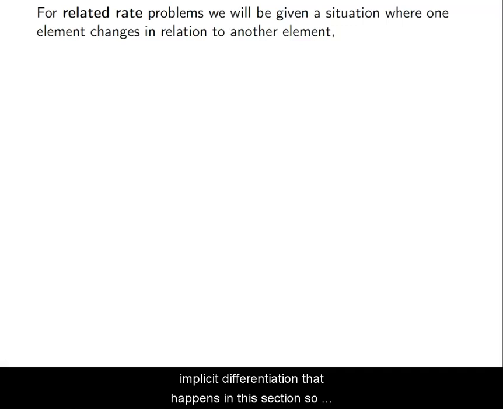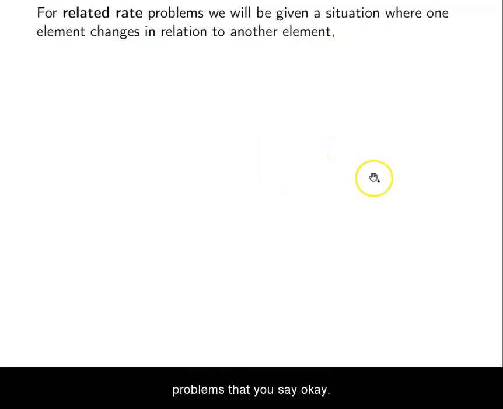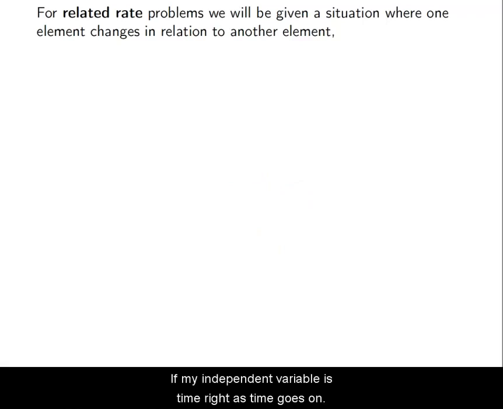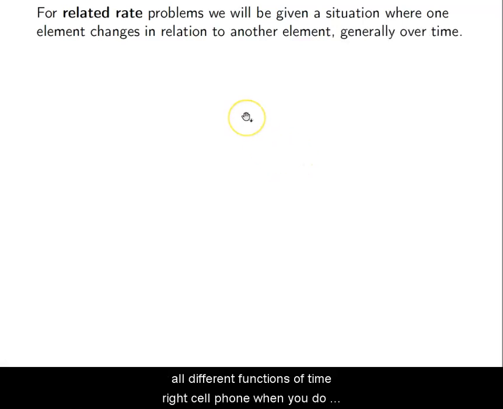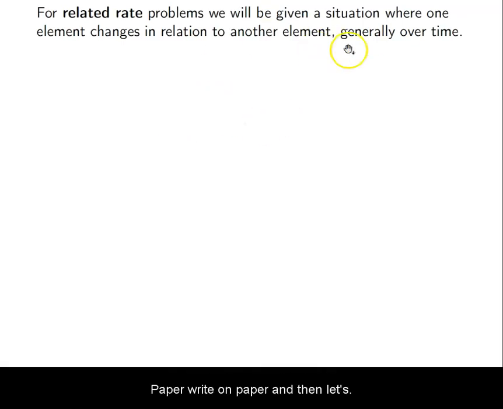There's a lot of implicit differentiation that happens in this section. So be very cognizant when you're working through these problems. If my independent variable is time, as time goes on, this is changing or this is changing. Just make sure you know what's changing. As time goes on, what are all the things that change? Then when you differentiate your equation with respect to time, you know that these are all different functions of time. For your implicit differentiation, that's probably the best advice I can give you for this section. So let's put that onto paper, and then let's do some examples.